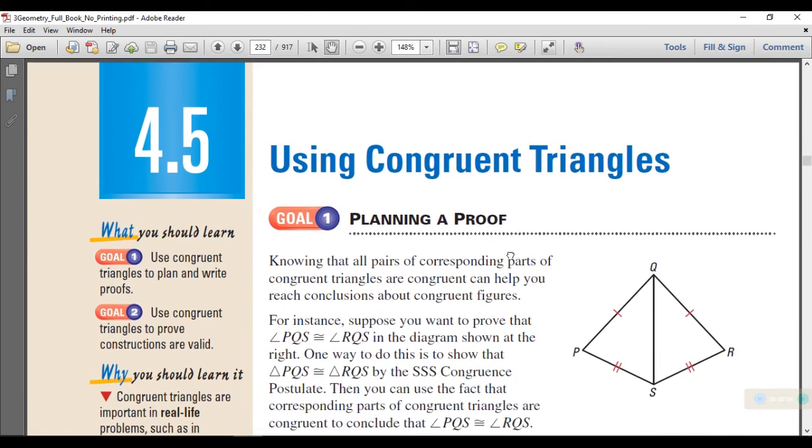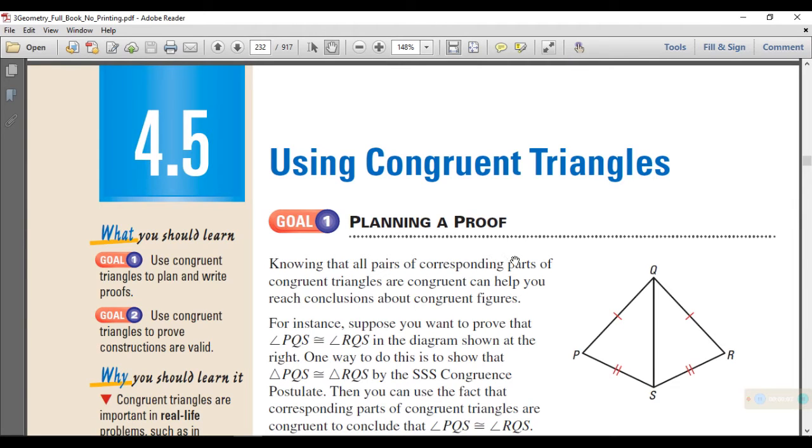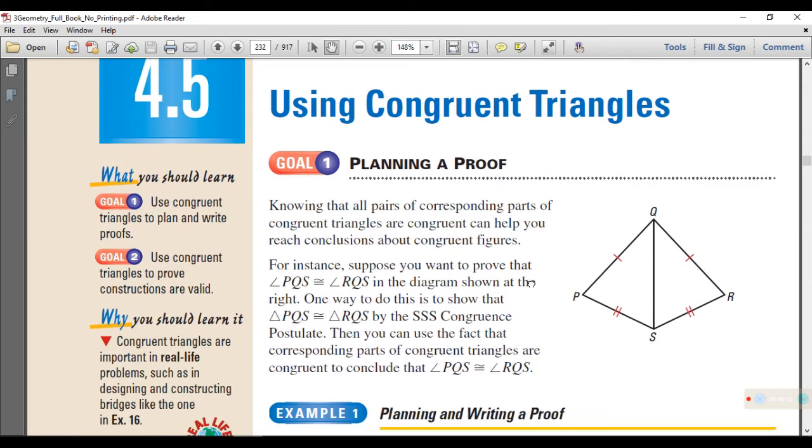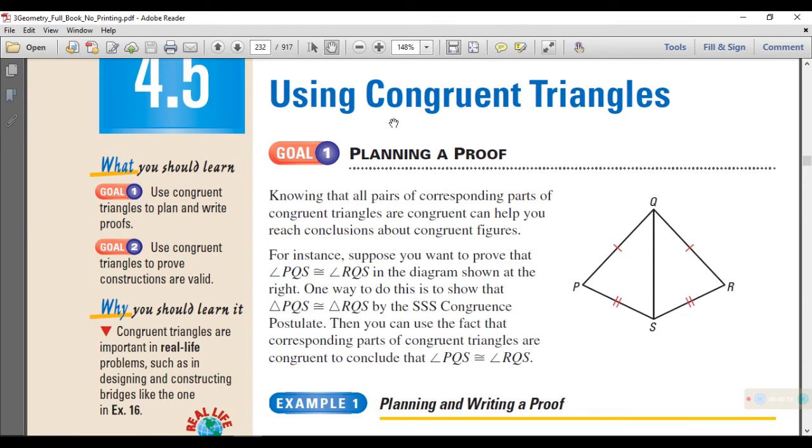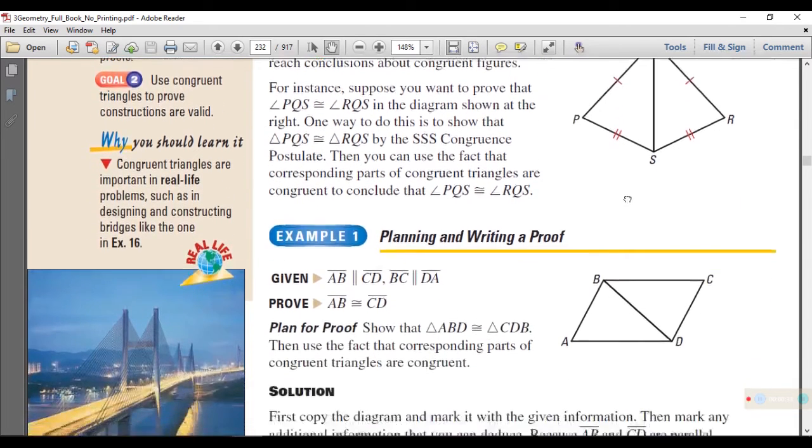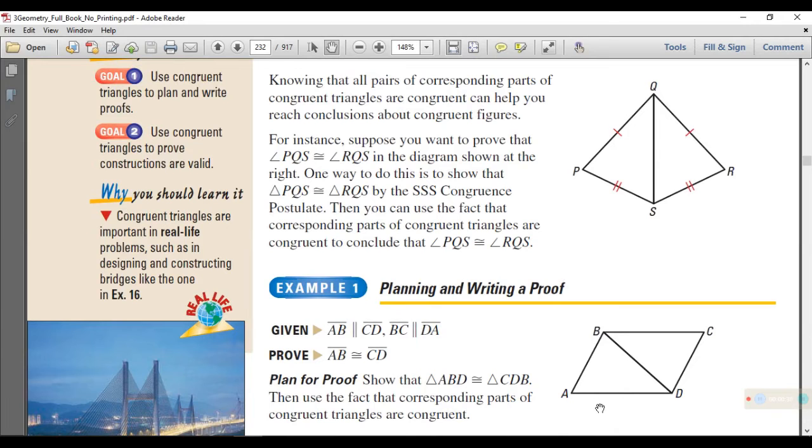This is Miss Rena, and for this video discussion, we are going to focus on section 4.5, using congruent triangles. First, let's look at the goal: planning a proof. Knowing that all pairs of corresponding parts of congruent triangles are congruent can help you reach conclusions about congruent figures. Using SSS congruence, we can assume that these two triangles are congruent, right? Now we are going to look at example number 1, planning and writing a proof.